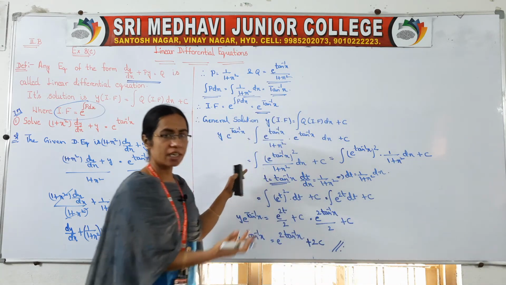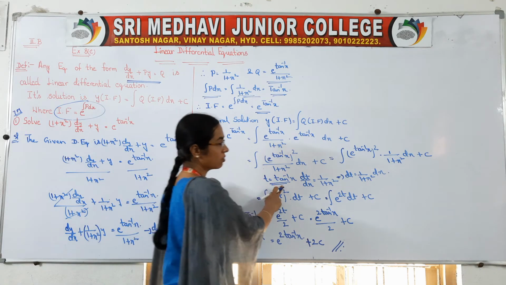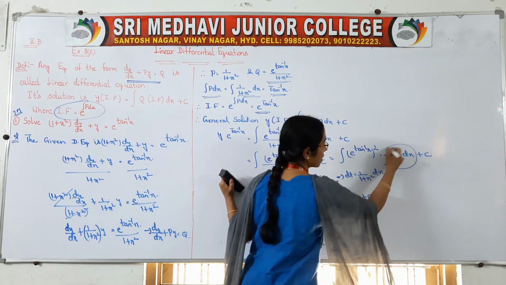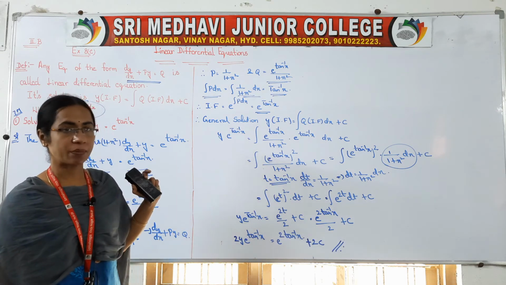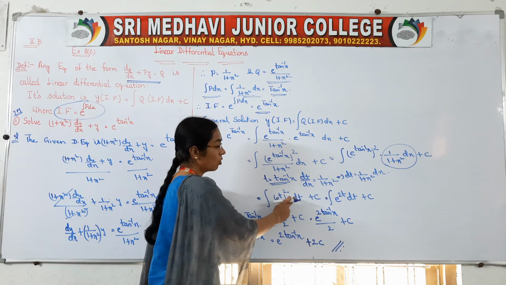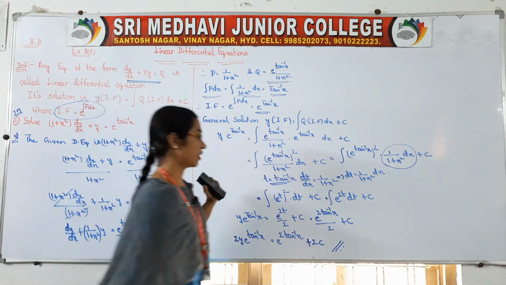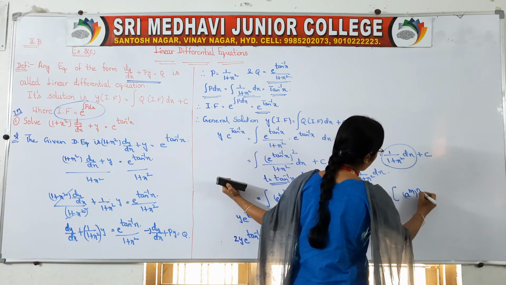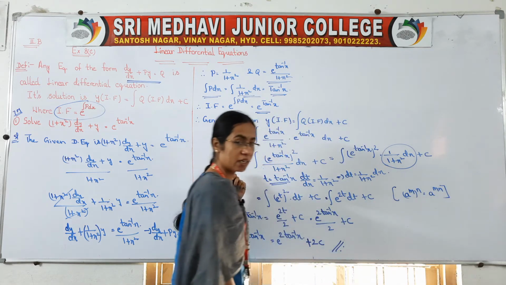Can we write? Yes. If you have taken t is equal to tan inverse x, you got dt is equal to 1 by 1 plus x square dx. So 1 by 1 plus x square dx is nothing but dt. Therefore we can write that as integral of e to the power of t whole square dt plus c. (a to the power of m) whole to the power of n is equal to a to the power of m into n, we will take.